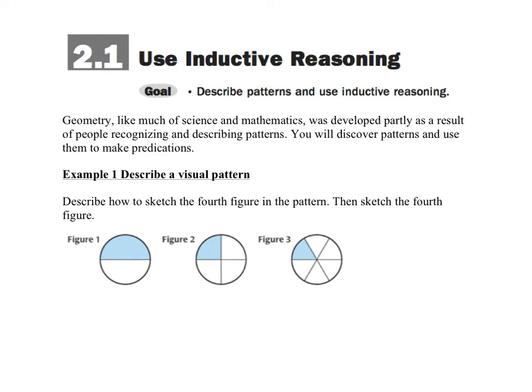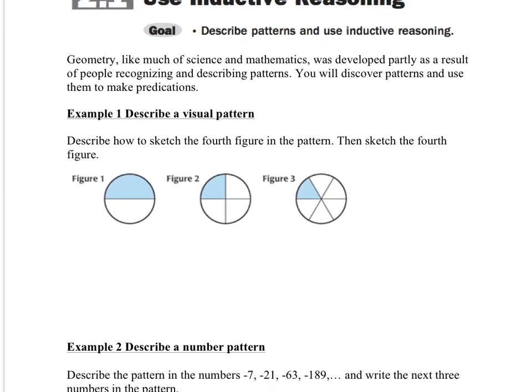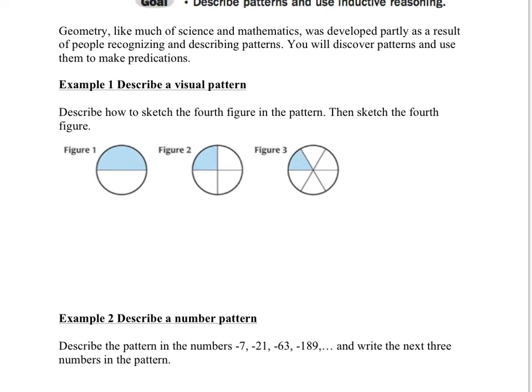2.1, using inductive reasoning. We're going to describe patterns and use inductive reasoning. Geometry, like much of science and math, was developed partly as a result of people recognizing and describing patterns. So we are going to discover patterns and use them to make predictions. Looking at a visual pattern, describe how to sketch the fourth figure in the pattern. Then sketch the fourth figure.